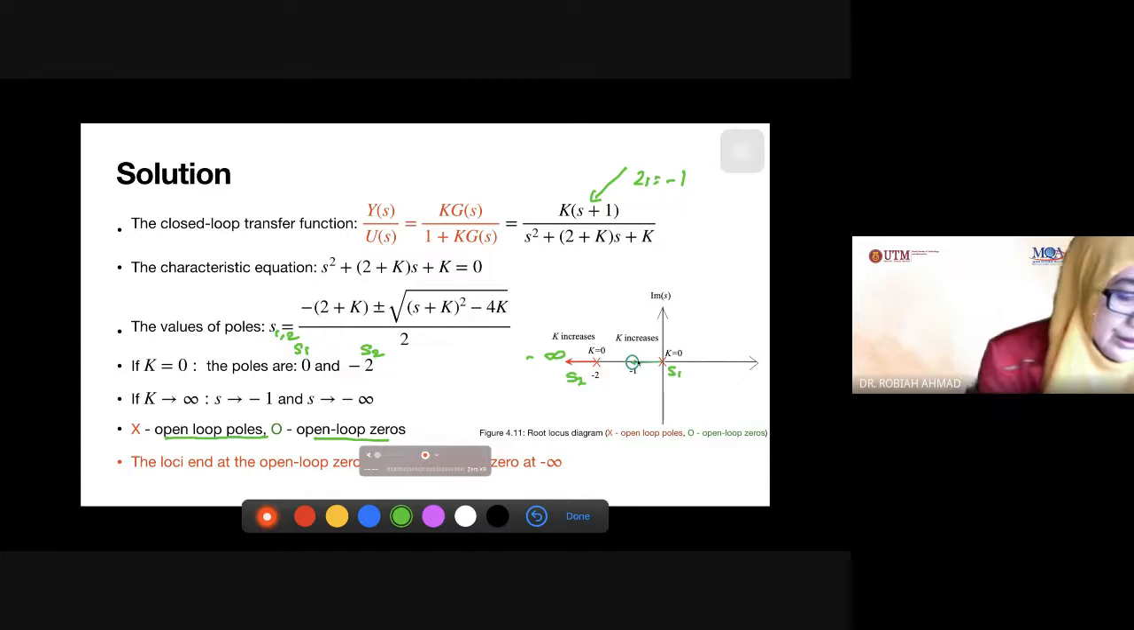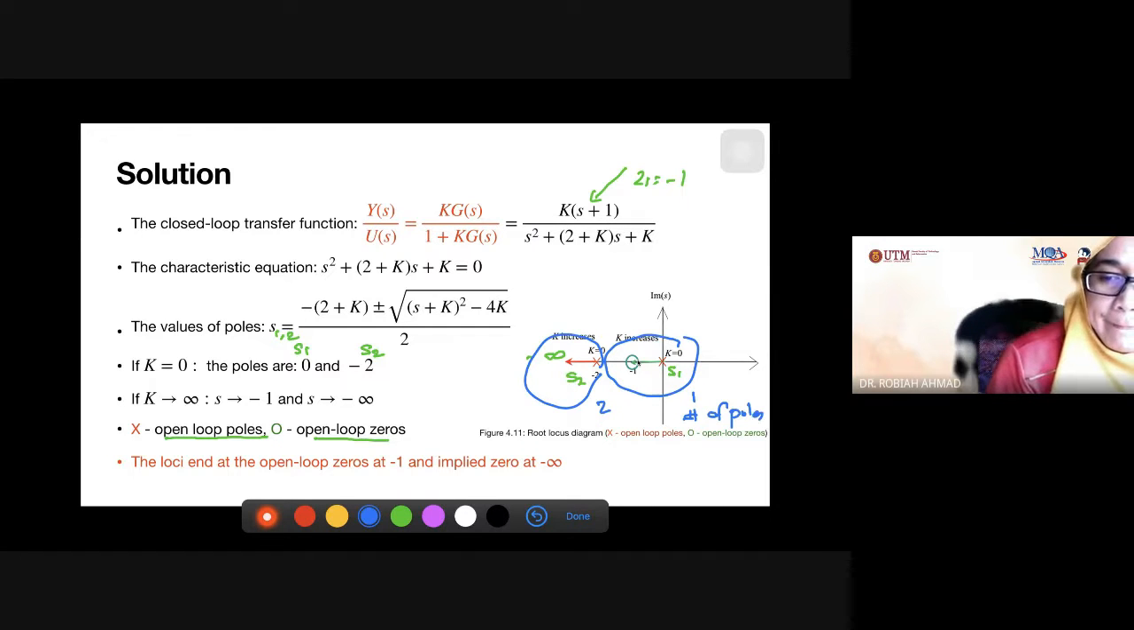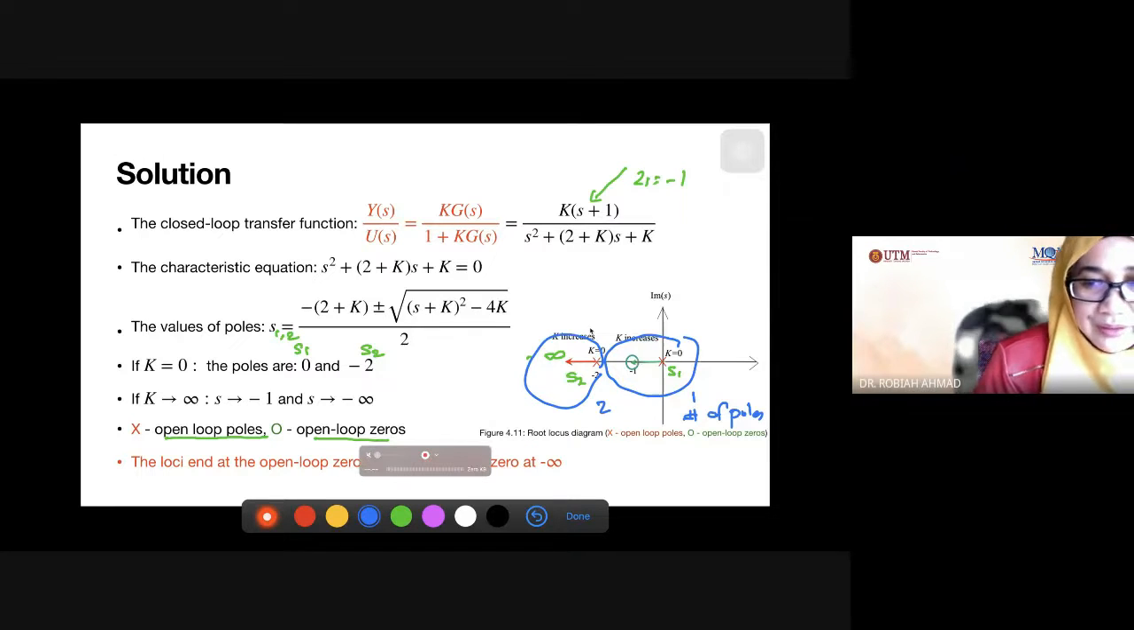One is the green one. So this is the first root locus and this is the second root locus. 1 and 2 depend on the number of poles. So if we have a zero, one of the root locus will end at the zero. This is the zero, it is called zero.